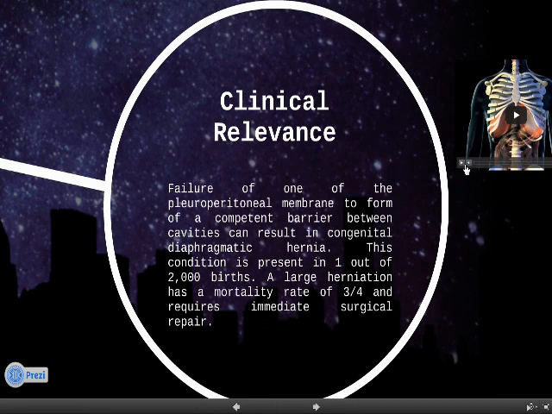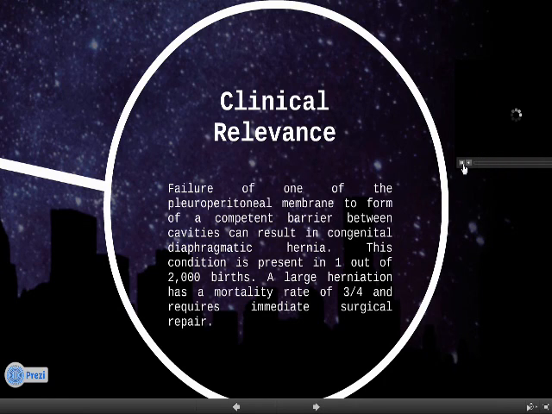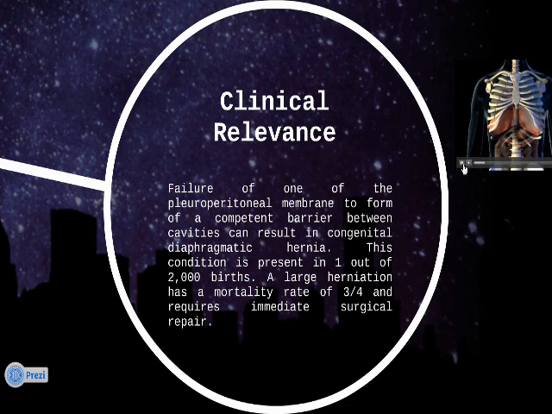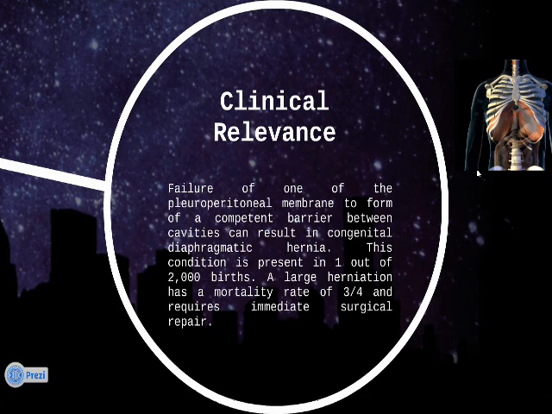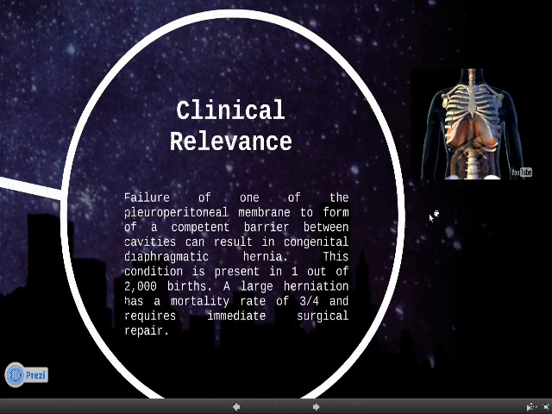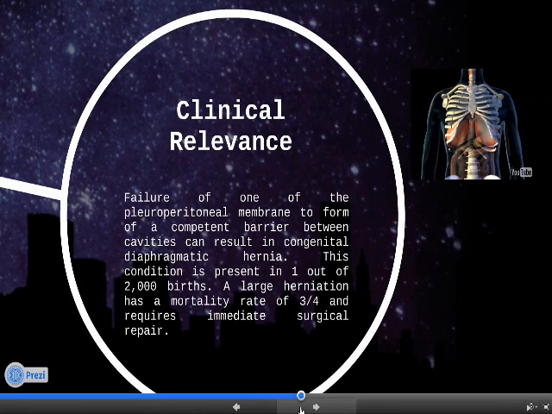Clinical relevance. Failure of one of the pleuroperitoneal membranes to form a competent barrier between cavities can result in congenital diaphragmatic hernia. This condition is present in 1 out of 2,000 births. A large herniation has a mortality rate of 3 or 4 in 10 and requires immediate surgical repair.